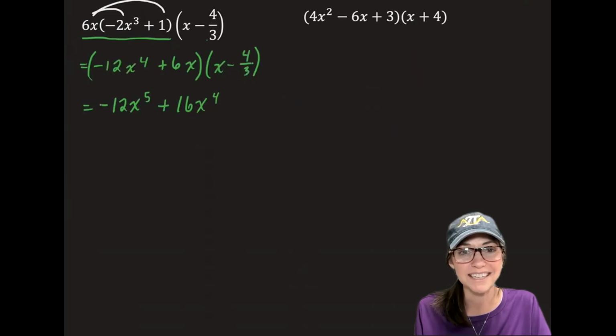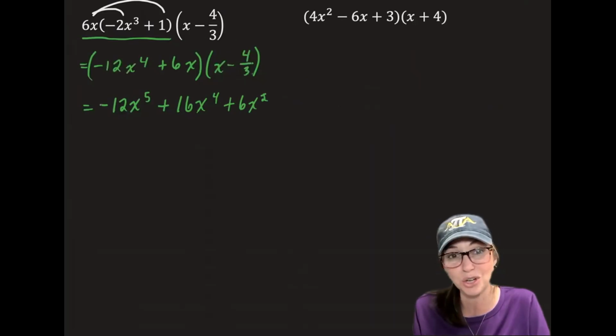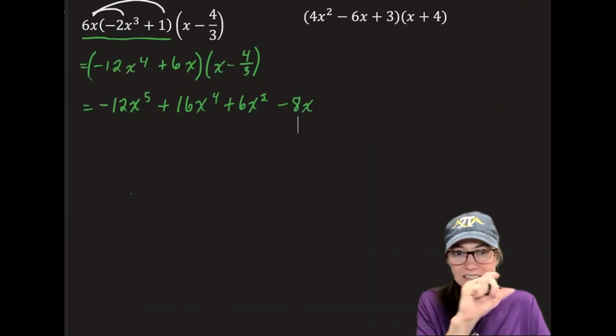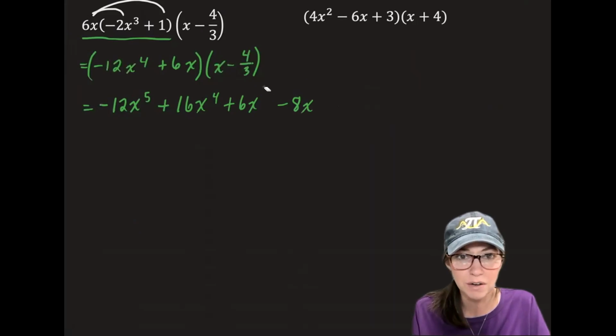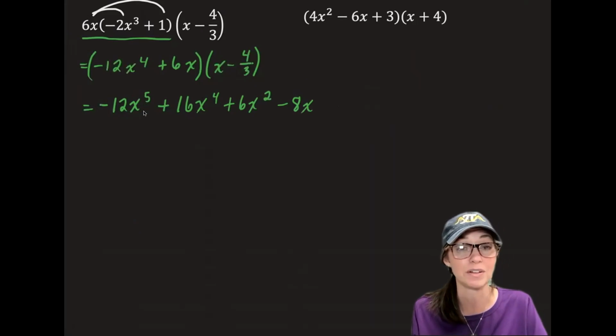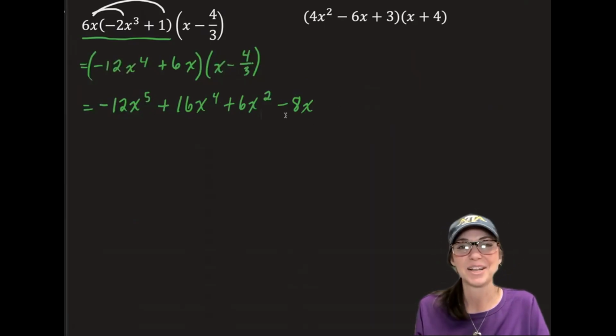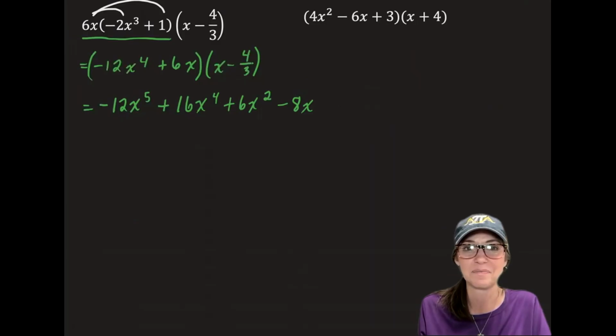Then my inside term is 6x times x. Nice easy one, 6x squared. And last we do have 6x times negative 4/3. Again, I like to do the 6 divided by 3 first because that's 2. 2 times 4 is then 8. So we're going to get negative 8x. Then scan through and see if you have any like terms. But no, I don't see any like terms. All the x's have different exponents. We have a 5, a 4, a 2, and a 1. So nothing there really simplifies.